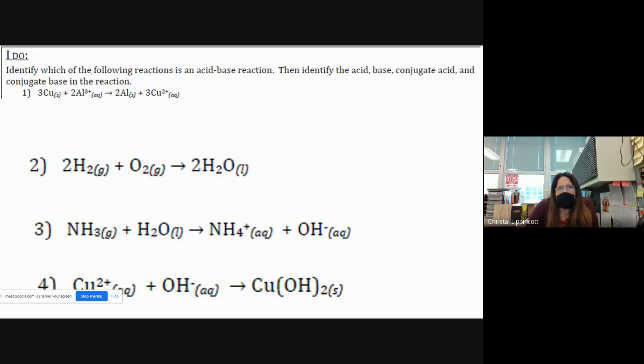All right. Identify which of the reactions is an acid-base reaction. Then identify the acid, base, conjugate acid, and conjugate base in the reaction. And it looks like here I didn't do a stellar job of getting this enlarged, so sorry about that. All right, so my copper here, its oxidation number is 0. My aluminum is a +3.